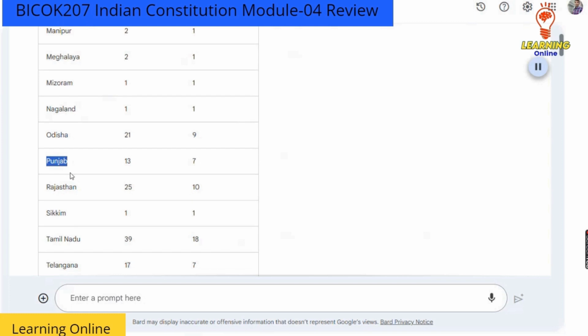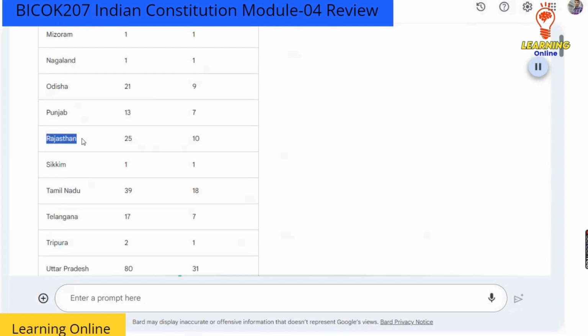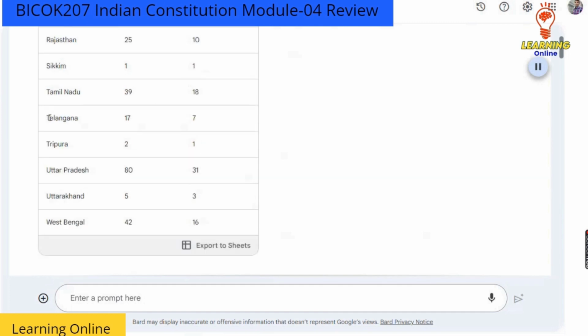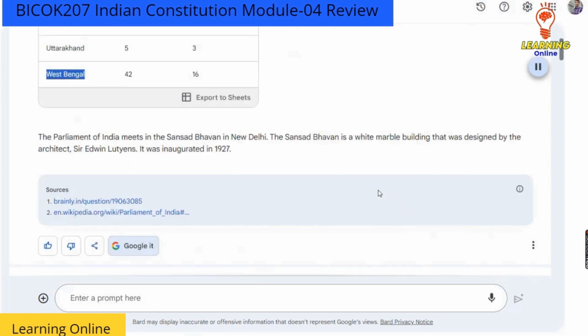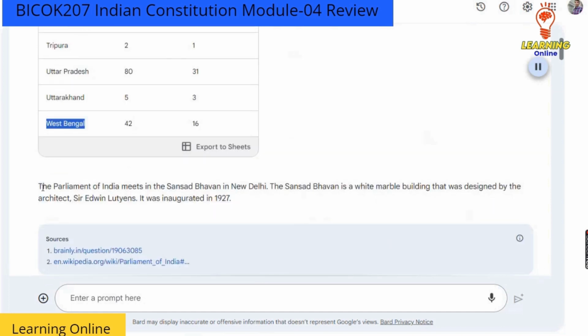Punjab, 13, 7. Rajasthan, 25, 10. Sikkim, 1, 1. Tamil Nadu, 39, 18. Telangana, 17, 7. Tripura, 2, 1. Uttar Pradesh, 80, 31. Uttarakhand, 5, 3. West Bengal, 42, 16. The Parliament of India meets in the Sansad Bhavan in New Delhi.